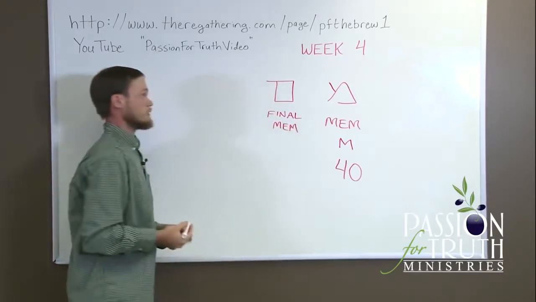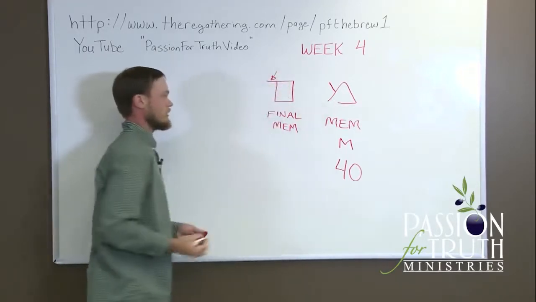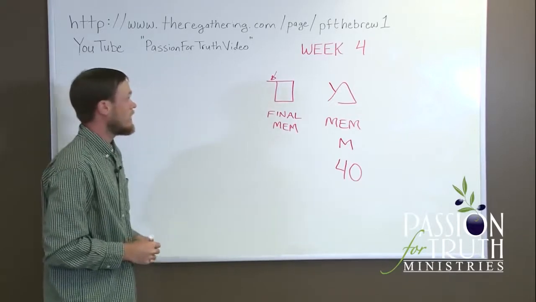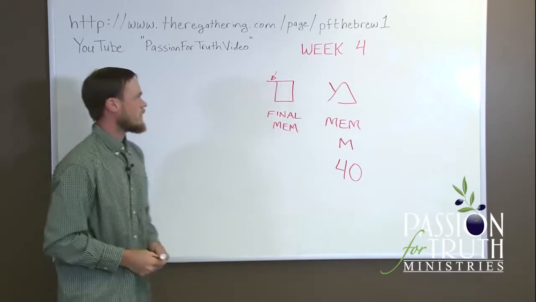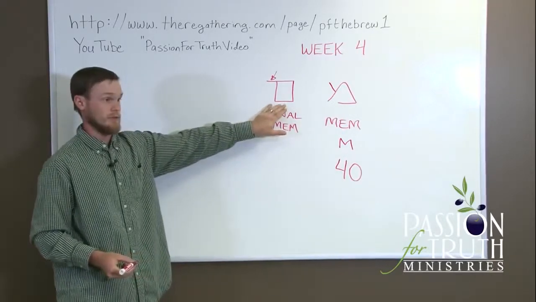Which basically looks like a square. It does have this little tail coming off the side here, but how large that tail is, again, depends on the font that you are reading. So, regular Mem, and Mem if it's at the end of a word.